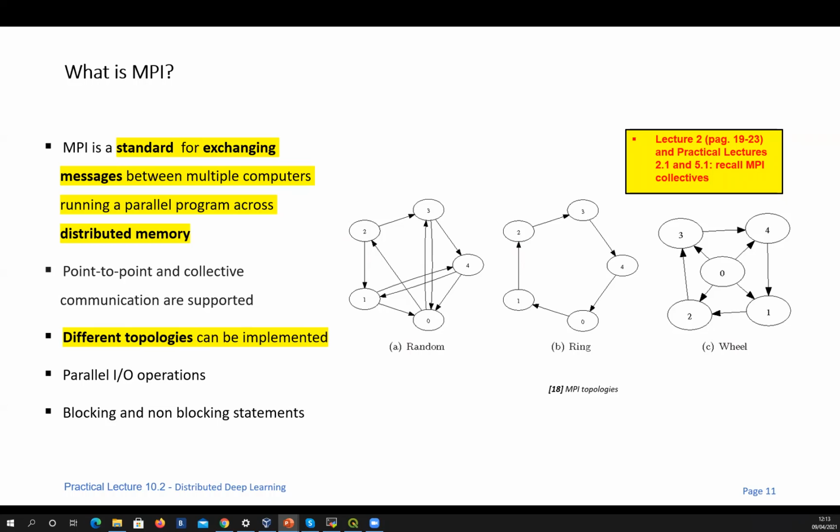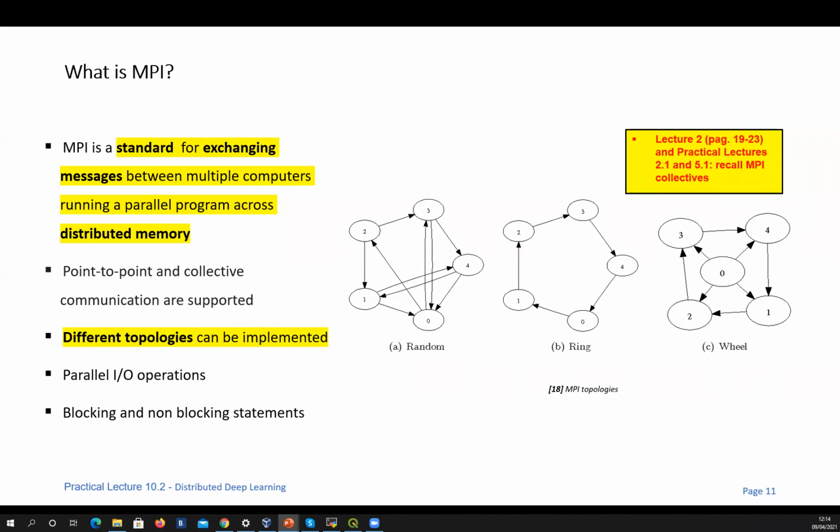So MPI, you already know, is a standard for what? For exchanging messages between multiple processes. So we are in a distributed memory setting, and it implements many collectives, so many communication operations that are point-to-point, but also all to some, all to one, one to all, and many different topologies can be implemented in this way.